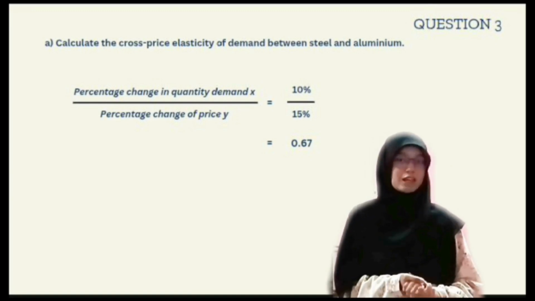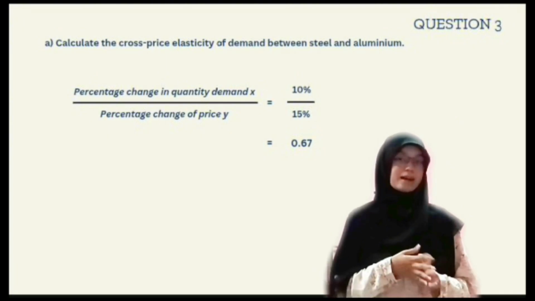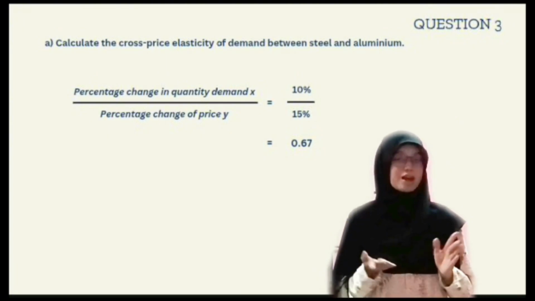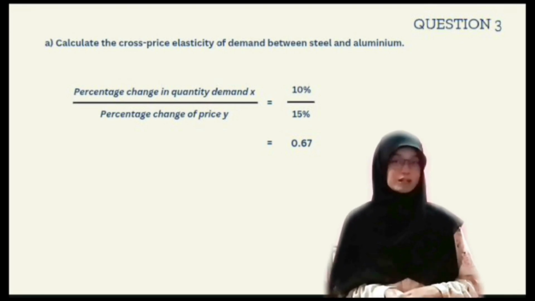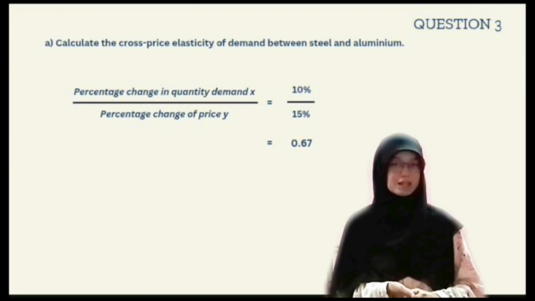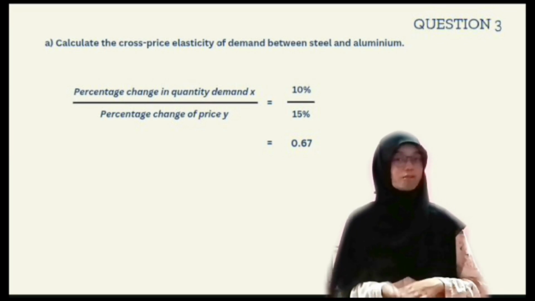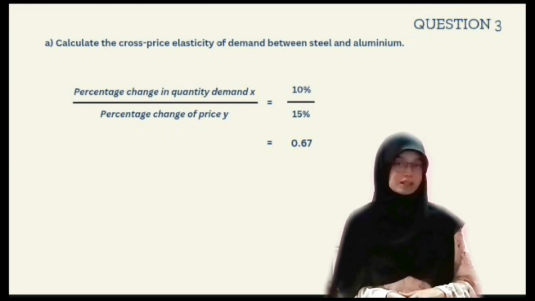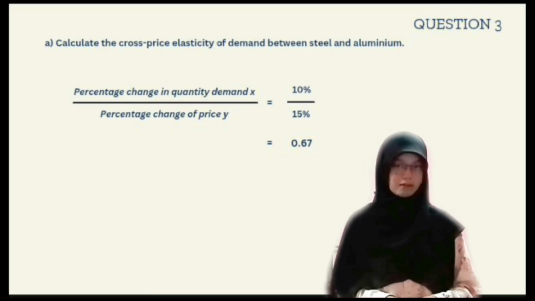So question number 1A is calculate the cross price elasticity of demand between steel and aluminium. In the question, there is a sentence that mentions suppose the price of steel rose by 15%, leading to a 10% increase in the demand for aluminium. So the formula for cross price elasticity is percentage change in quantity demand of X, that is the demand for aluminium, divided by percentage change of price of Y, steel. So we got 10% divided by 15%, the answer is 0.67.